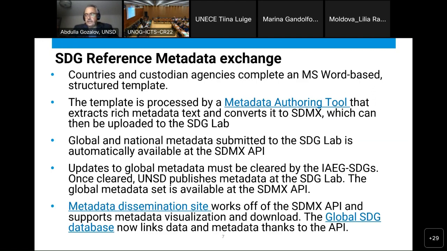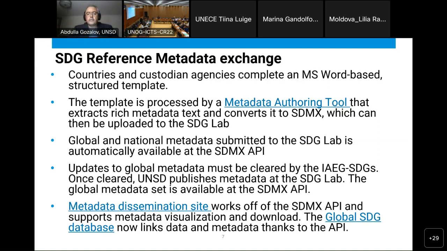And the processes for global and national metadata are quite different. Of course, countries define their national metadata. The global methodology is proposed by the custodian agencies and approved by the IAG SDGs. So following the approval of the global metadata, it is published at the SDMX API.